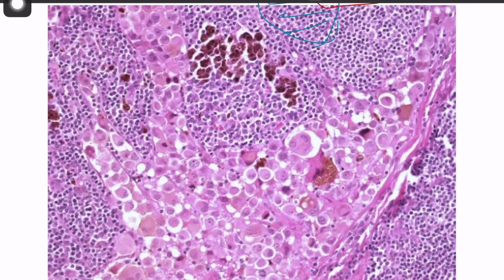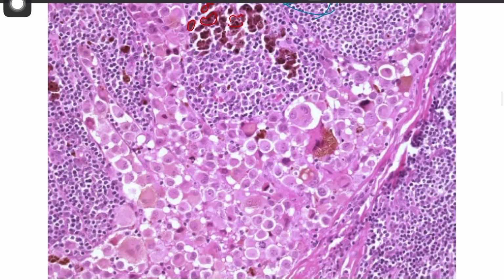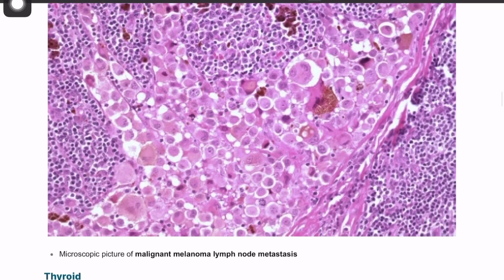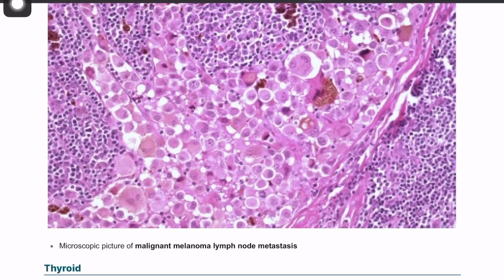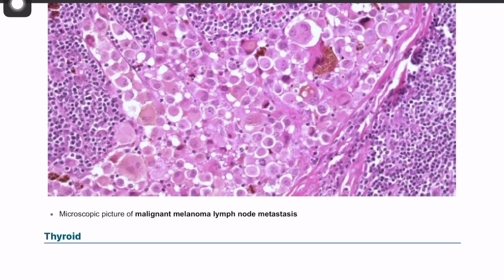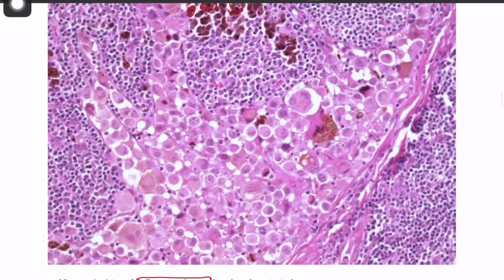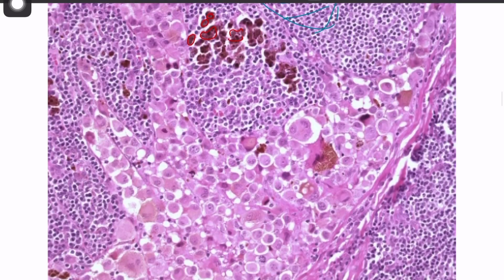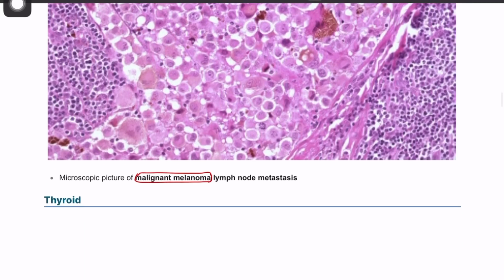So if you have hyperchromatic lesions such as these brown things, this looks like metastasis from somewhere else. It looks very brown, so it's stained as well, and it looks like malignant melanoma from lymph node metastasis. I'm not sure why it's malignant melanoma, but that's the key answer for it. It definitely looks like it's cancer, but I'm unsure why it's malignant melanoma.